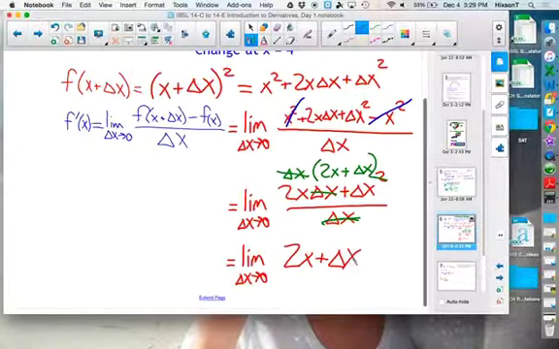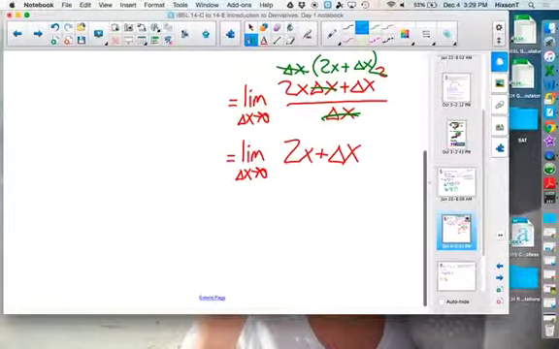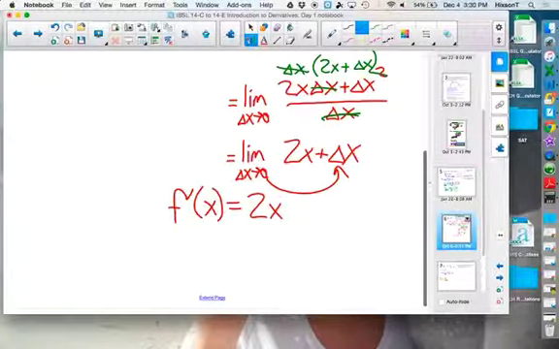And notice here, the whole point of why that's significant is that now we can take the limit by evaluating. We can simply plug in delta x equals 0. Up here we would have gotten an undefined value. Down here, we can just plug 0 in and we get 2x. Exactly. f prime of x is going to be 2x.